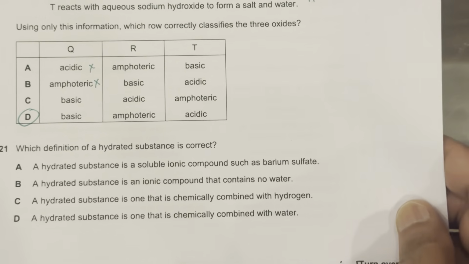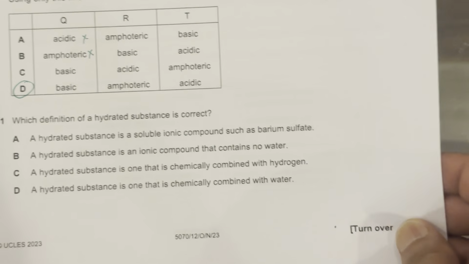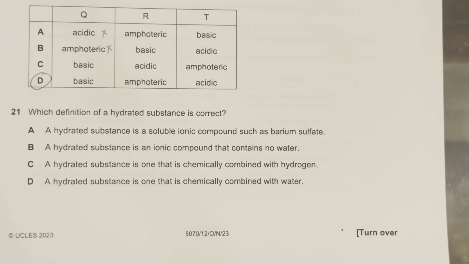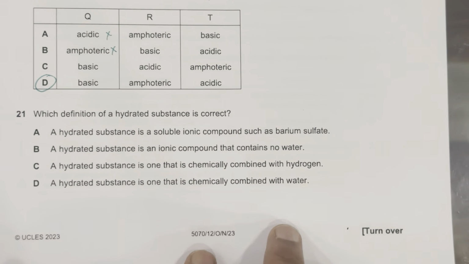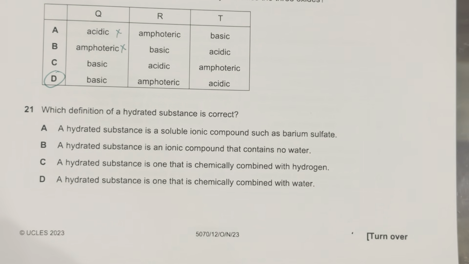Which definition of hydrated substance is correct? What is a hydrated substance? Hydrated substances are those substances that carry water molecules inside them. Or you can say, for example CuSO4.5H2O, or Na2CO3.10H2O, washing soda. These are hydrated compounds.